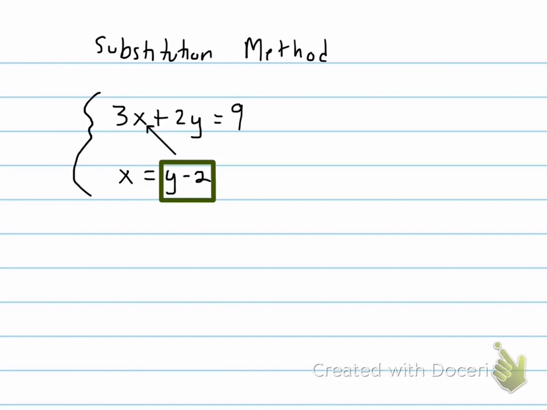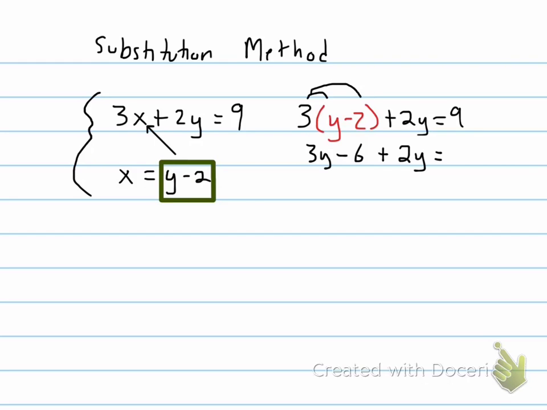So I'll rewrite my problem 3. Now, instead of putting x, I'm going to put y minus 2. And recopy everything else. Plus 2y equals 9. Alright, I just moved that over a little bit because I'm going to run out of room. So, that's plugging in for x. Now I multiply or distribute the 3. So I'll get 3y minus 3 times 2, 6, plus 2y equals 9.